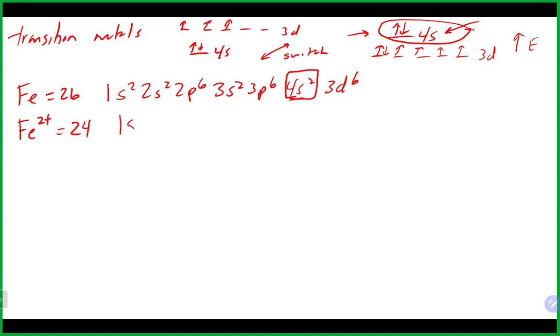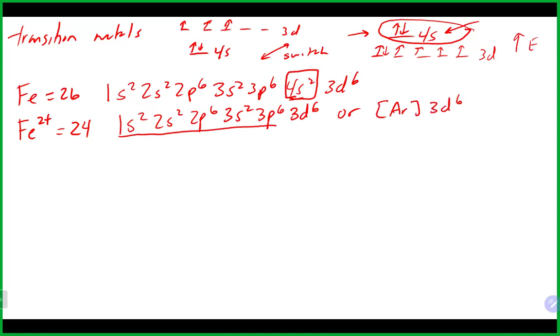That means we will end up with 1s2, 2s2, 2p6, 3s2, 3p6, and 3d6 in this case. And again, if we count up the top there, we get 18, 24 electrons. Or if you wanted to shorthand it, once again, this part up to here is argon, and it would be 3d6. So again, it's those s electrons that always get lost first when you're dealing with transition metals, and that really goes for all transition metals. They will always lose those s electrons first.